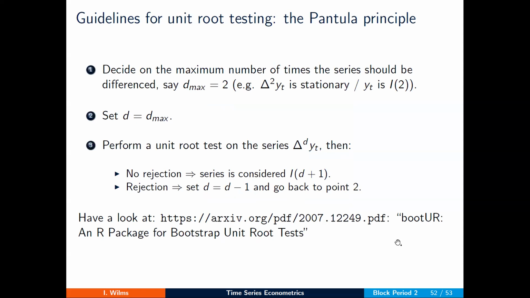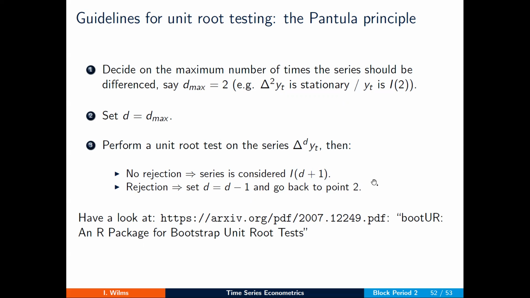In practice, we will also typically follow the so-called Pantula principle to determine the order of integration of a series. You typically start by determining the maximum number of times you would have to difference a series in order to have a stationary series. And we will often use Dmax equal to 2. Then you will perform a unit root test on this second difference. As you expect it to be stationary, you expect to reject the null hypothesis of a unit root in your series in second differences.